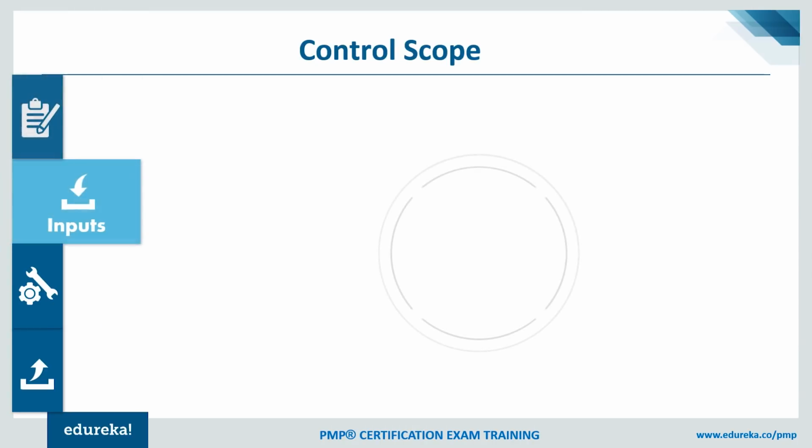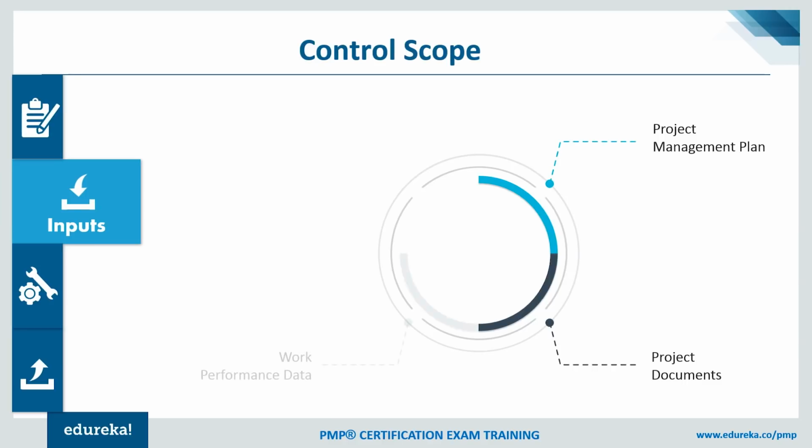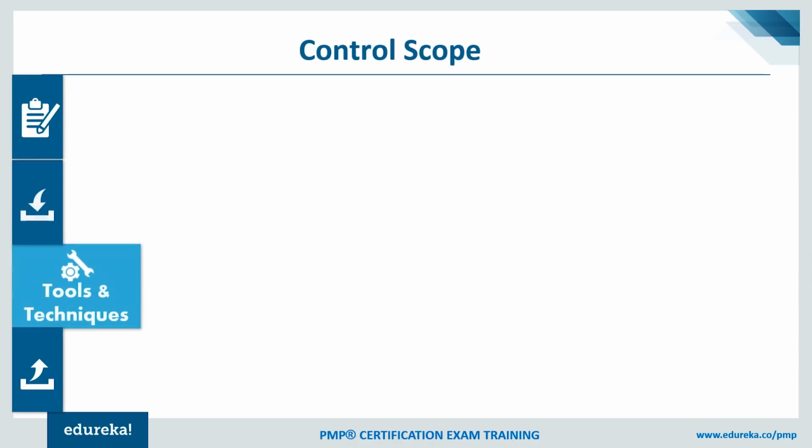What kind of inputs do I need to refer to for this? I would need, of course, the project management plan. I would need project documents, work performance data, and OPAs. All of these we have already discussed earlier as well. For example, in project documents, I would need lessons learned documents, which will be very useful to me. There are also certain tools and techniques which will be useful, like data analysis. I would do trend analysis, for example. I would also be able to do alternative analysis, etc.